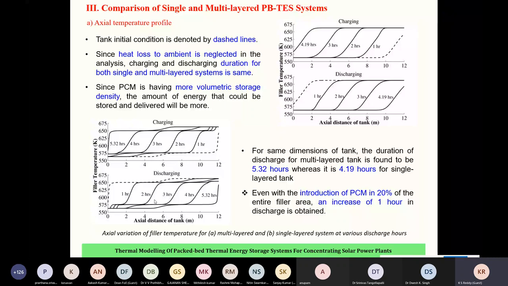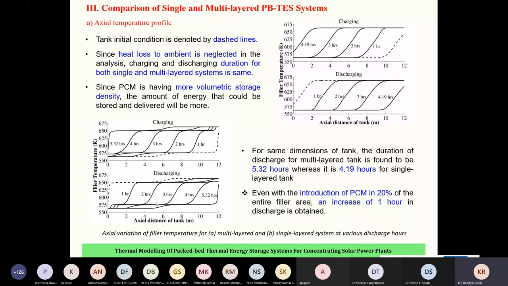For the same dimensions of the tank, the duration of discharge for the multiple layered tank is found to be 5.32 hours, whereas it is 4.19 hours in the case of the single tank. So even the introduction of PCM in 20% of the entire filler material increases the discharge time by about 1 hour. That means we are increasing discharge time so that we will have better operating conditions.